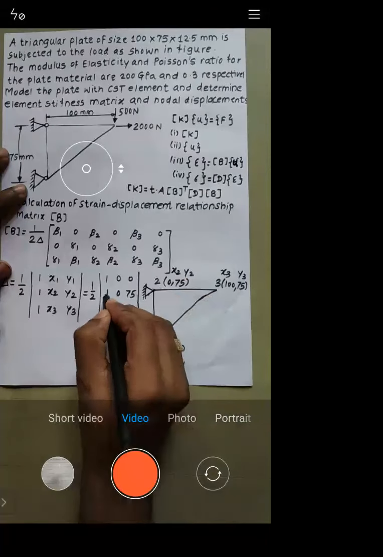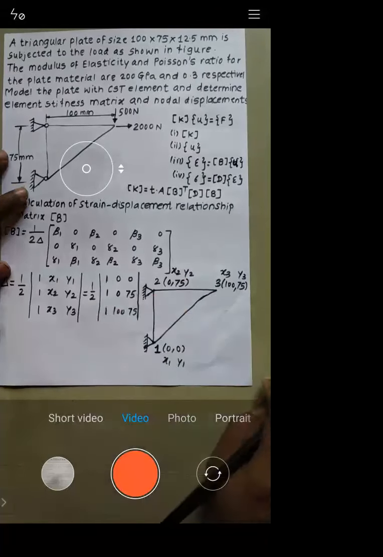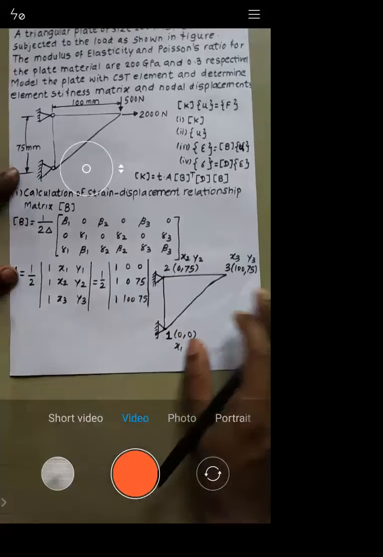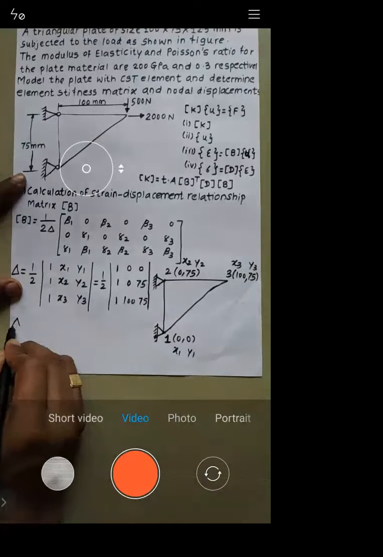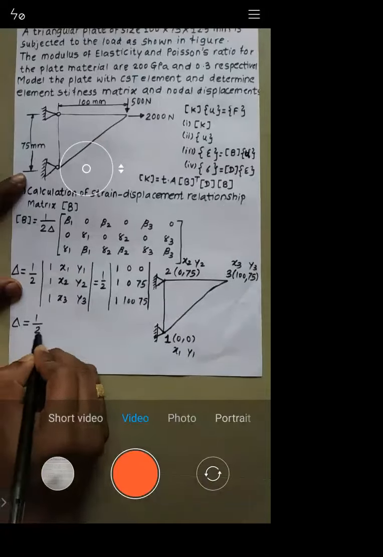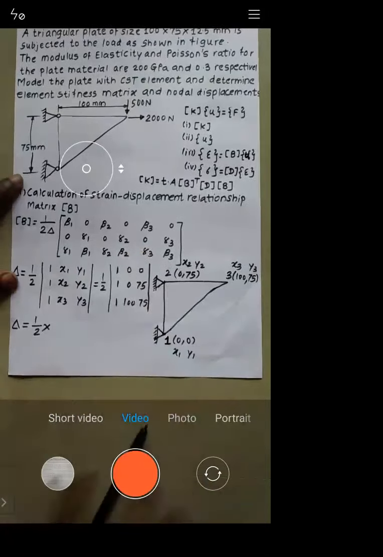Is it okay with this one? Right? Is it okay or not? Let me know. So we need to calculate the area now, right? So delta is given by half. Now we need to calculate this term. Okay, so let's do that.